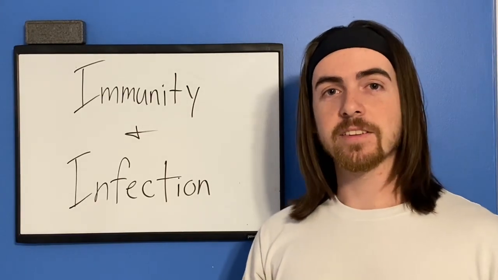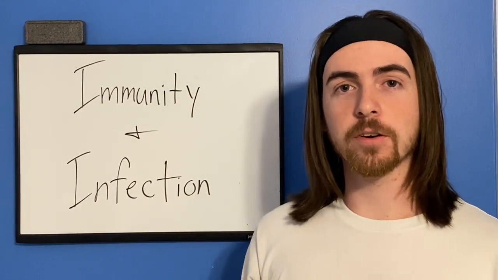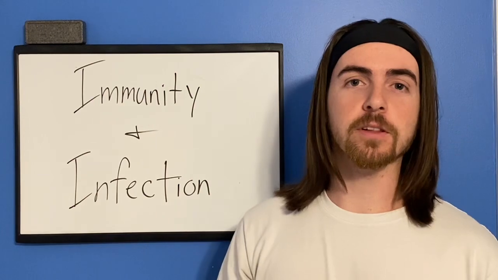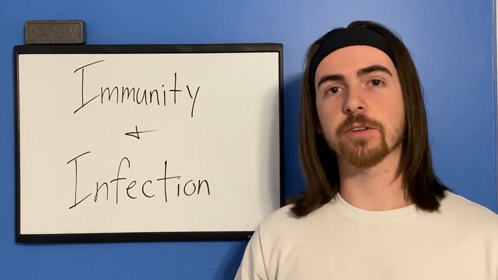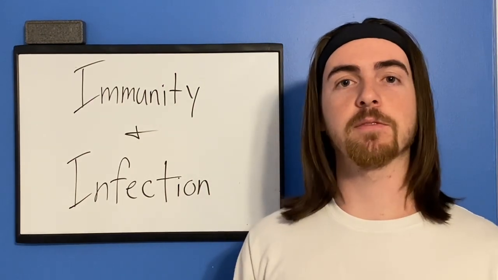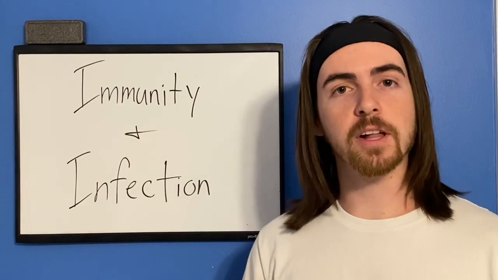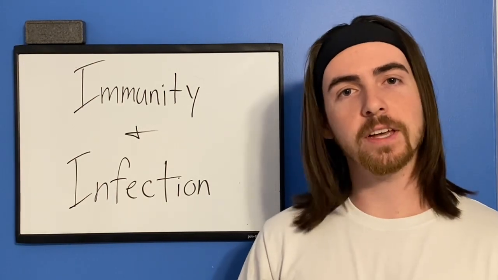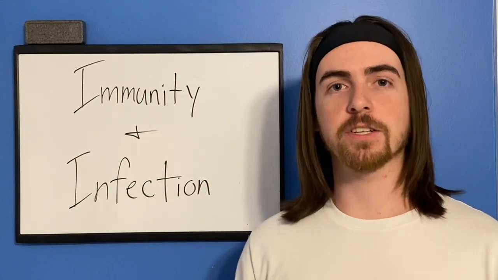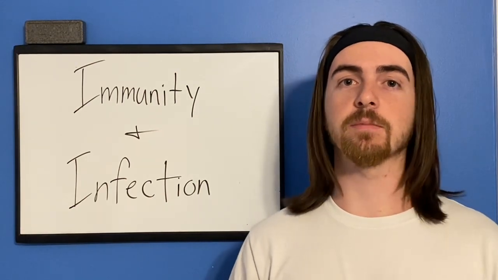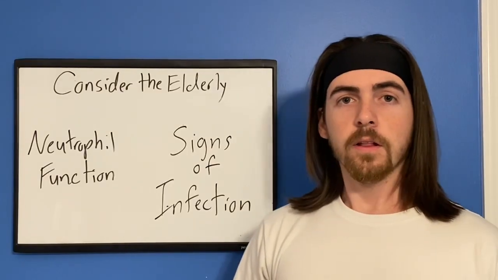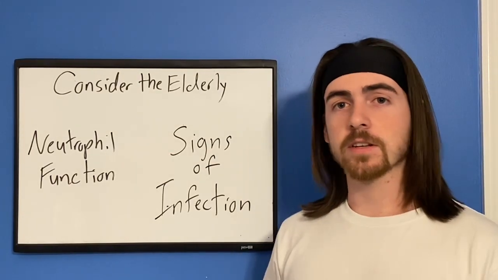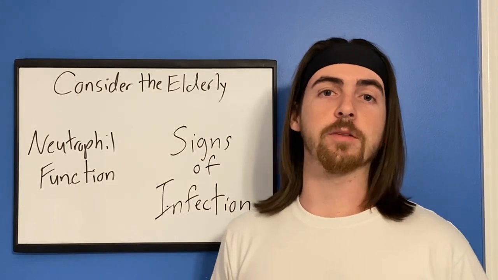In today's video, we are going to be going over immunity and infection. We're going to be looking at special considerations for older adults, as well as the different types of immunity, different types of immunoglobulins, and how to assess and test for infection, looking at the risk factors for infection, as well as the signs and symptoms of infection.